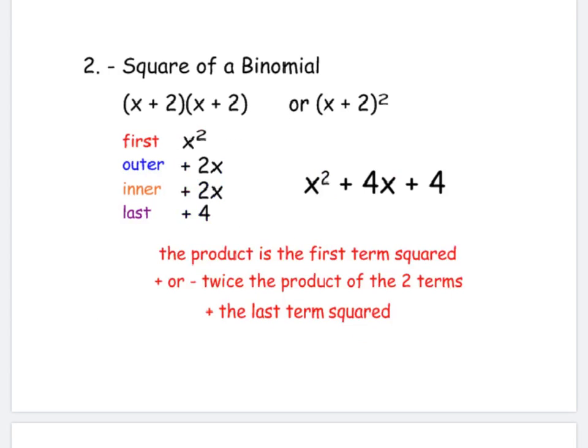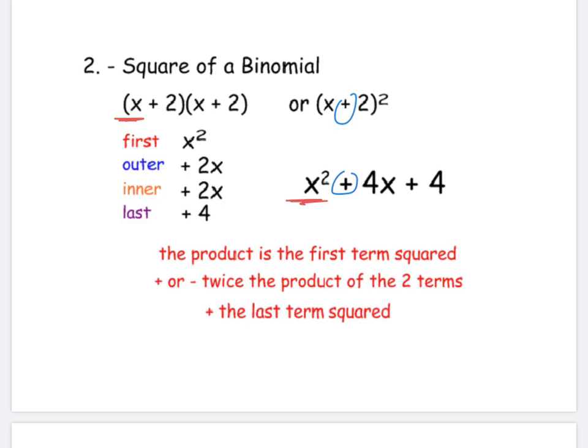So to take a look, the shortcut of this would be that the first term in the product is the first term squared. So the first term is x, the first term squared is x squared. Then it's either going to be plus or minus, depending on what is inside the parentheses. So in mine, I have plus, so that's why this is a plus, because it's a plus here. If it was a minus there, it would be a minus.